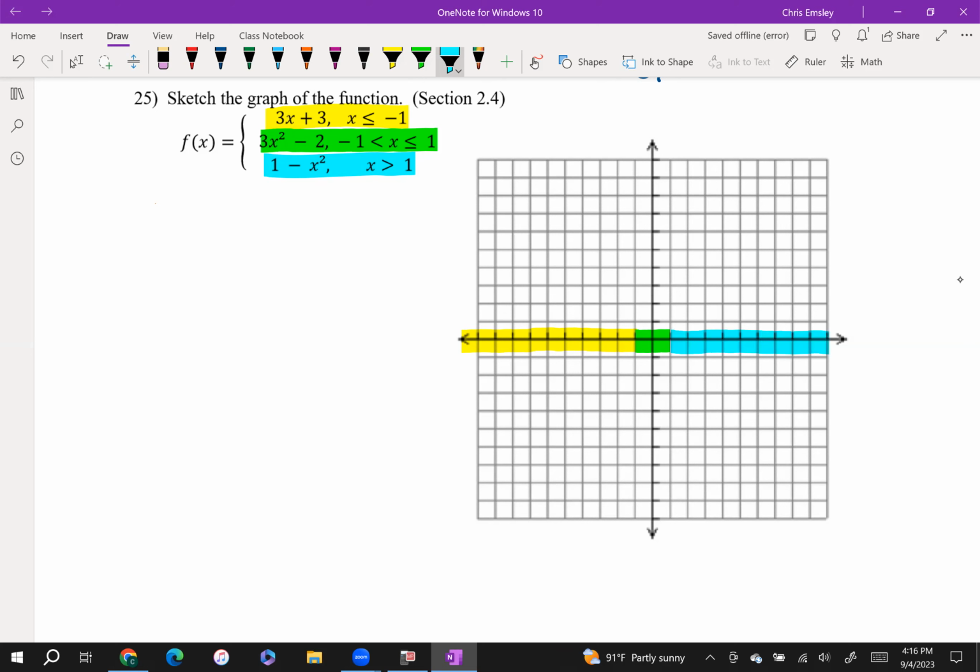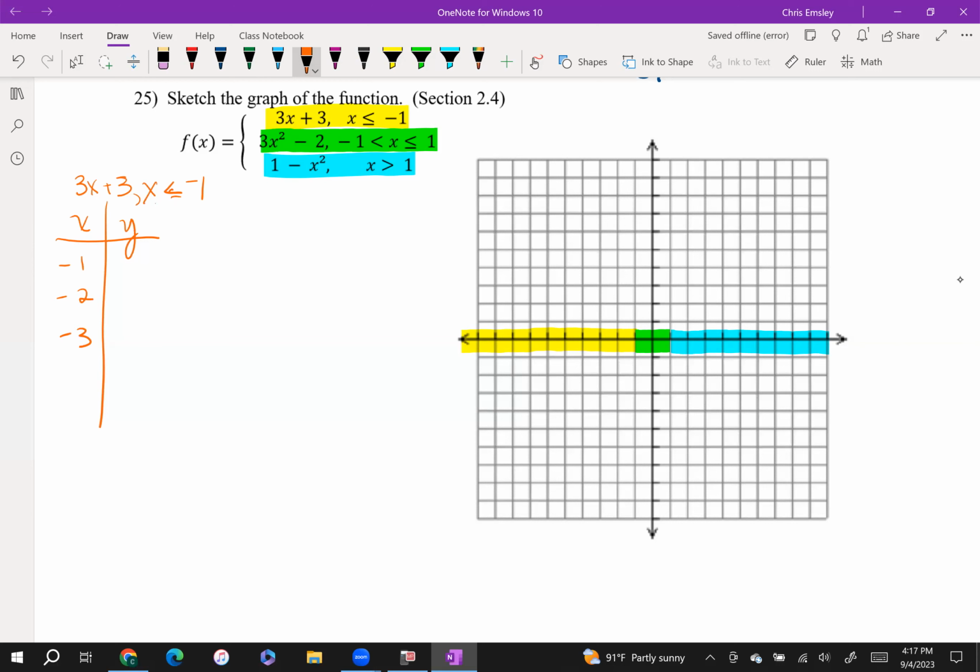When we have a piecewise function with 3 parts like this, what I like to do is set up 3 separate little t-tables. So for the first part, this is for 3x plus 3, which is for x values less than or equal to -1. Here we go, x less than or equal to -1. So that means x values like -1, -2, -3.